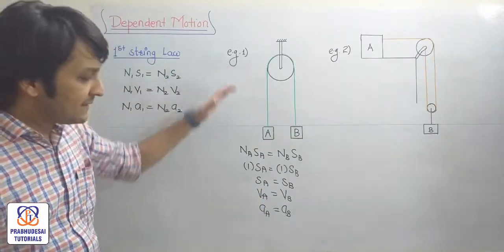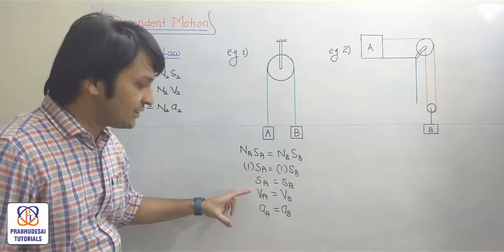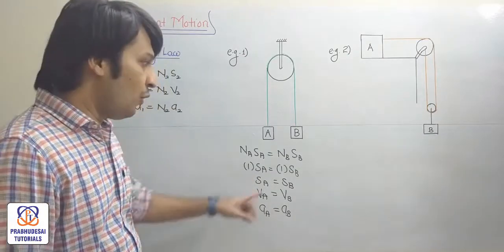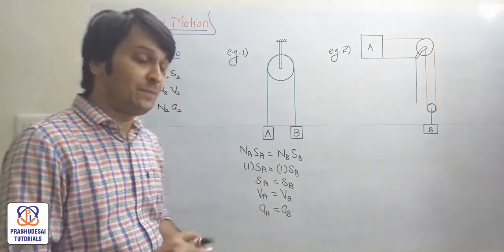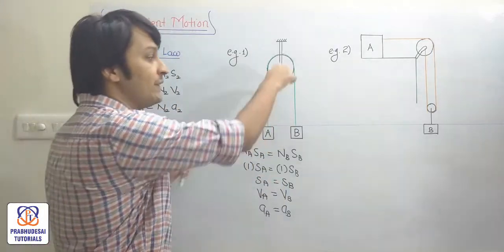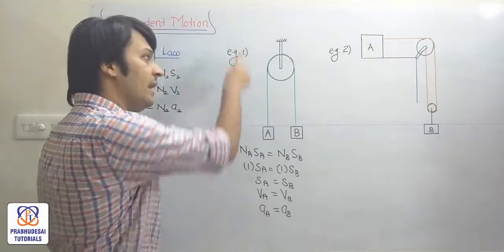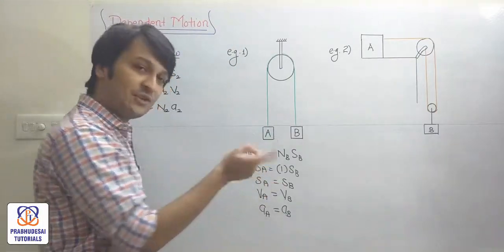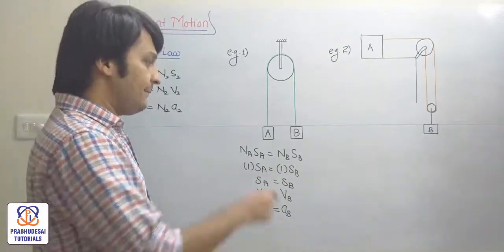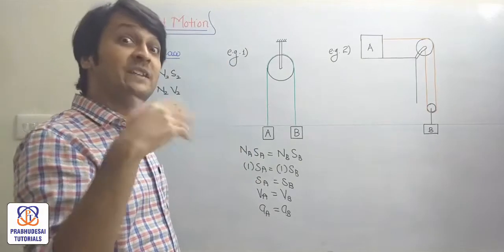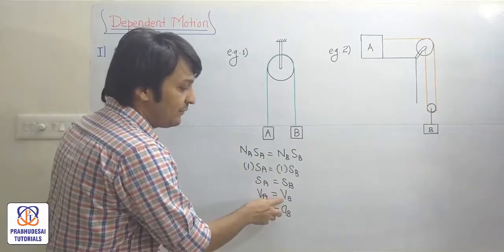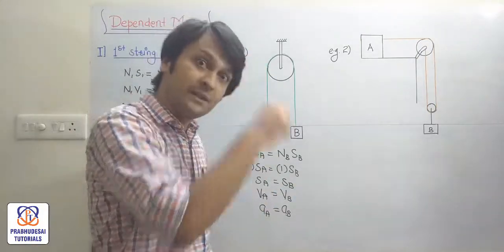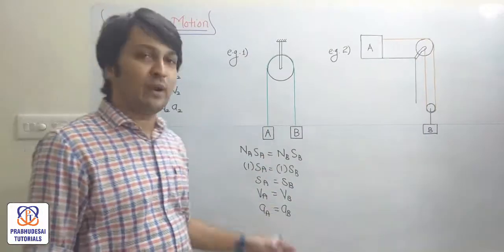Now this is all about relations of position, velocity and acceleration. What if I say distance covered by A and distance covered by B is same? That means if B is moving down with 2 meter, then A will move up with 2 meter, because SB is 2 and SA will also be 2. If I say A is moving up by 5 meter per second velocity, then VA will be 5 and VB will be 5 only, but moving in downward direction.